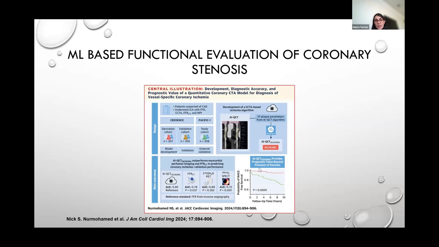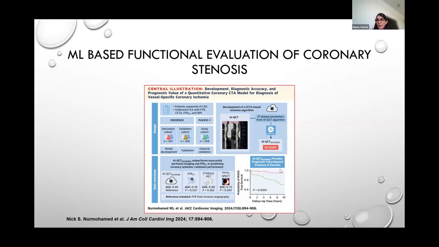And this machine learning model, when compared to the gold standard, which is invasive, cath lab done invasive FFR, performed better than the computational fluid dynamic model for determining the presence or absence of ischemia. And it also predicted event-free survival in patients.